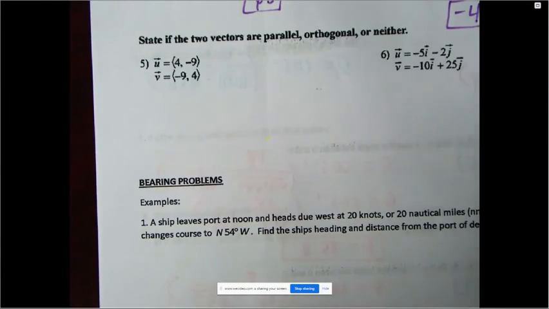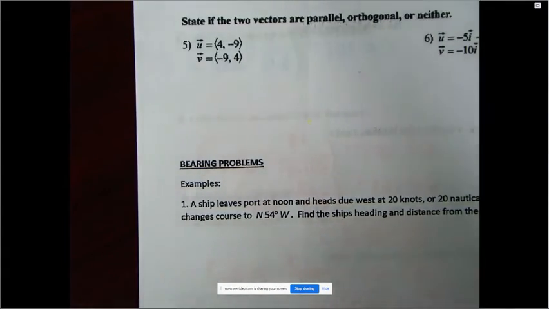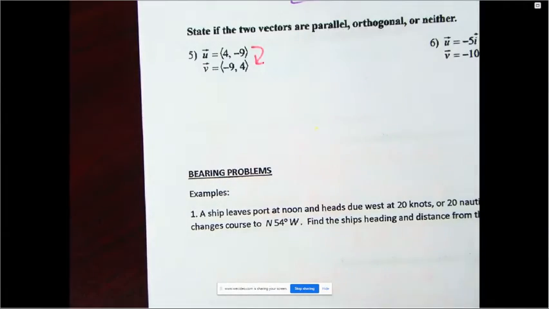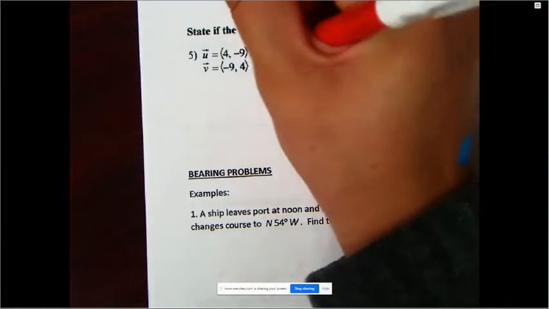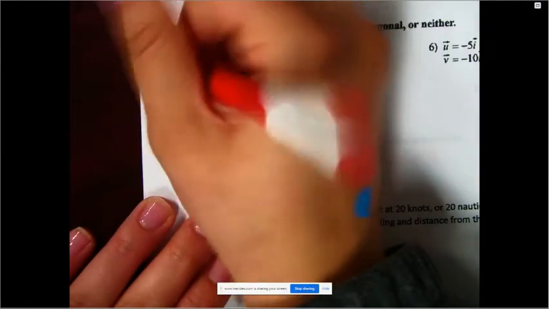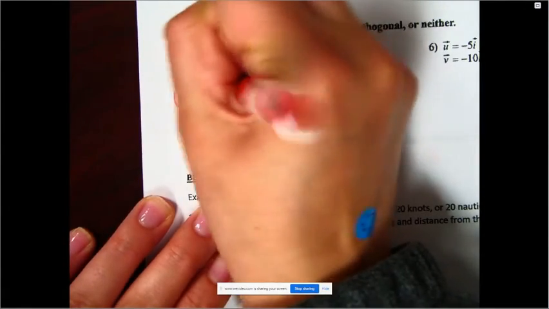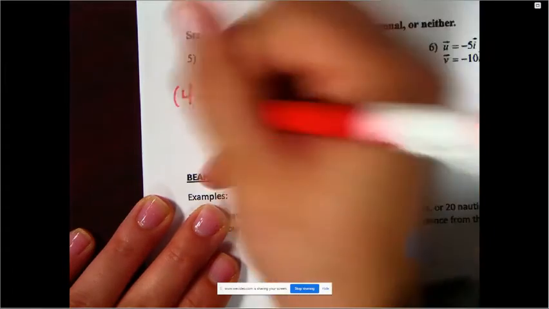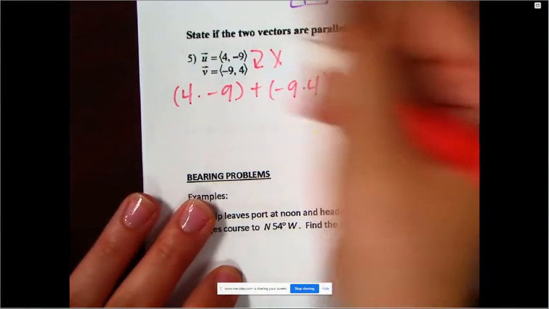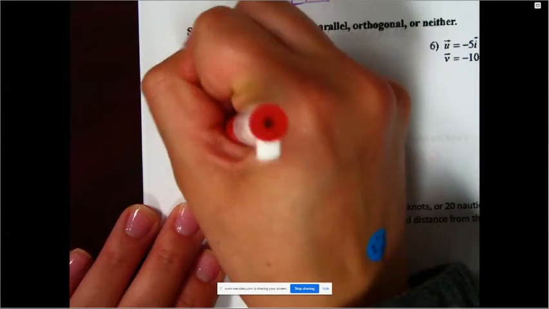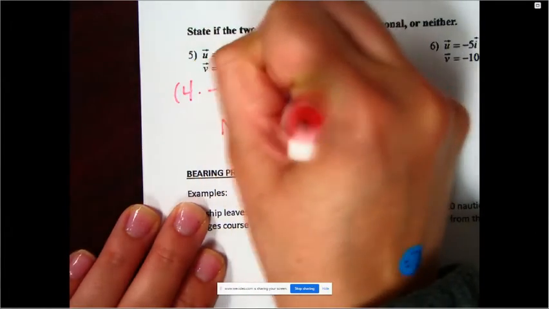Okay, for this one, parallel, orthogonal, or neither. To get from 4 to negative 9, do you use the same scale factor to get from negative 9 to 4? No, these are not parallel. Let's check their dot product. These are both what? Negative 36 plus negative 36. That does not equal 0. So these are neither.